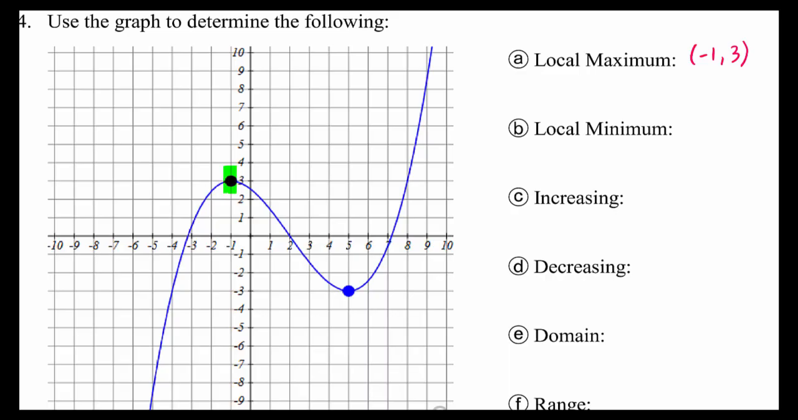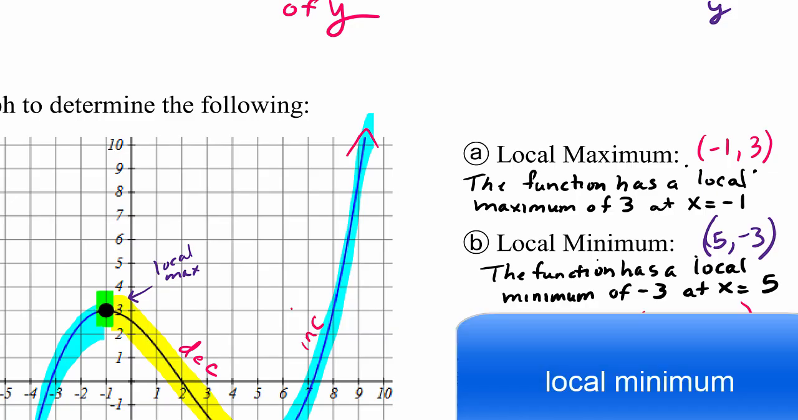Okay, where's the local minimum? Down here, yeah, then we've got a little local minimum there. What ordered pair would that be? (5, -3). So we say then that the function has a local minimum of -3 at x equals 5.